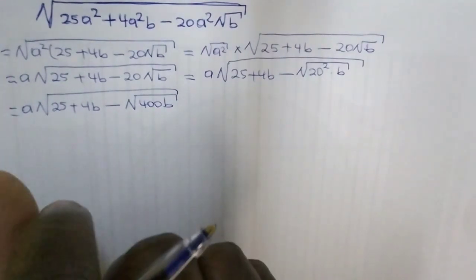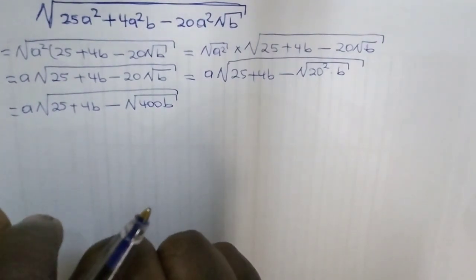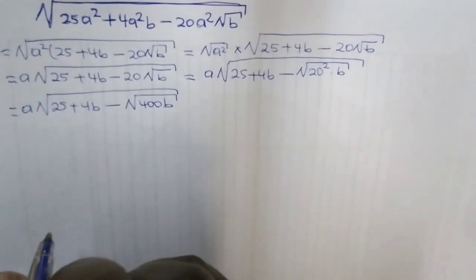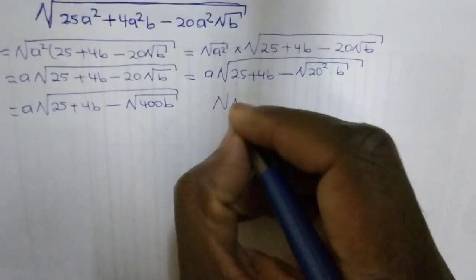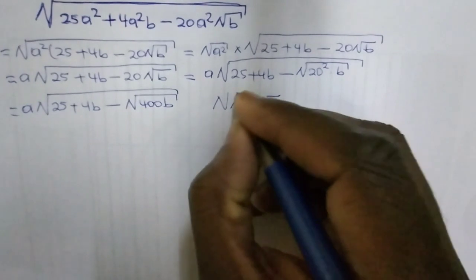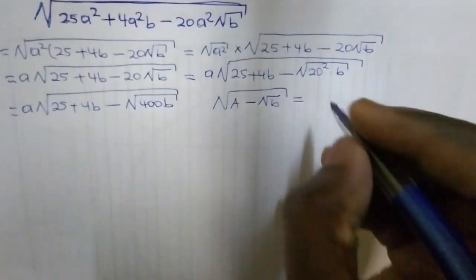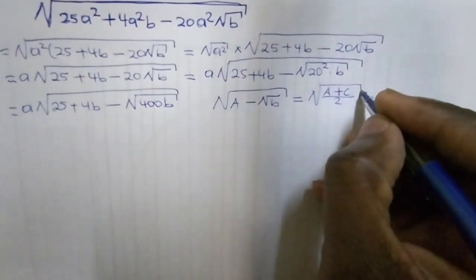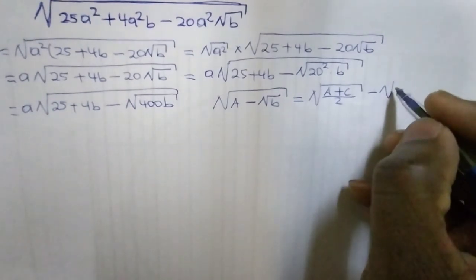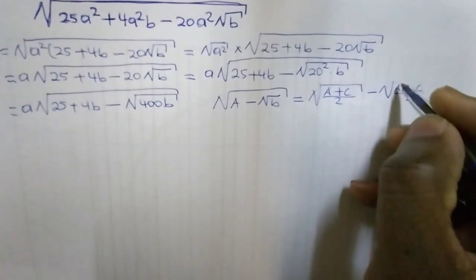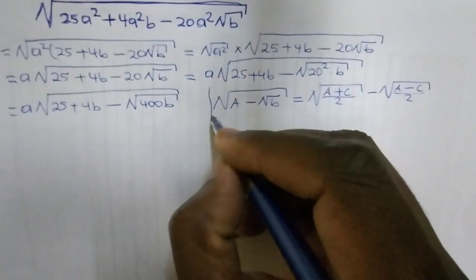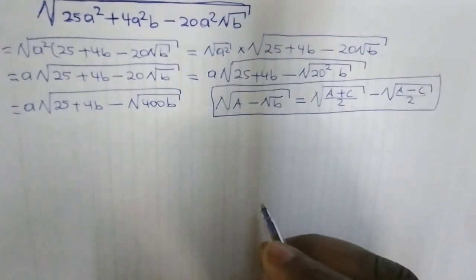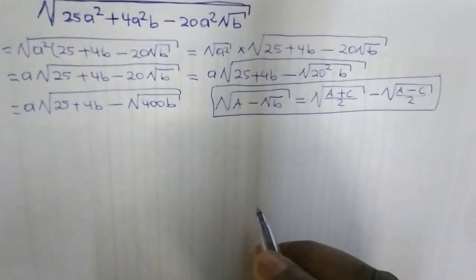I need now to use one of the transformations that we use in mathematics, the transformation of a double radical. So the law says this: if you're having a double radical of a minus square root of b, this can be transformed as square root of a plus c all over 2 minus the square root of a minus c all over 2. Ladies and gentlemen, this is a very important transformation that we have in mathematics when dealing with the double radical expressions.